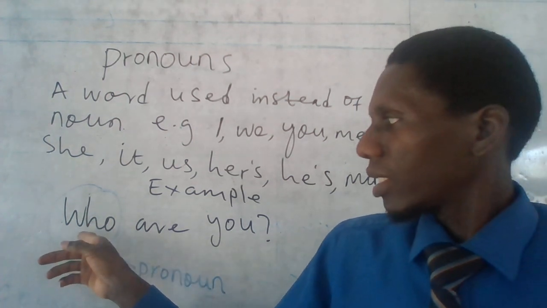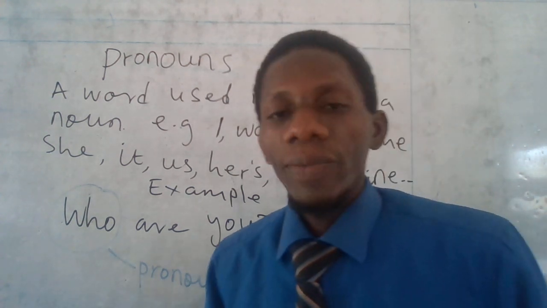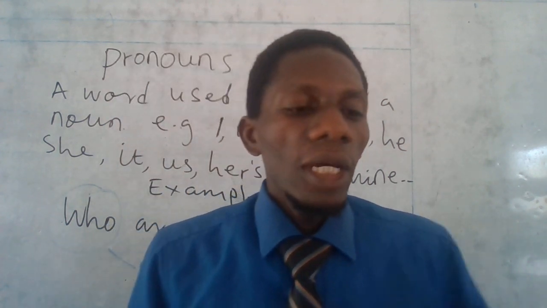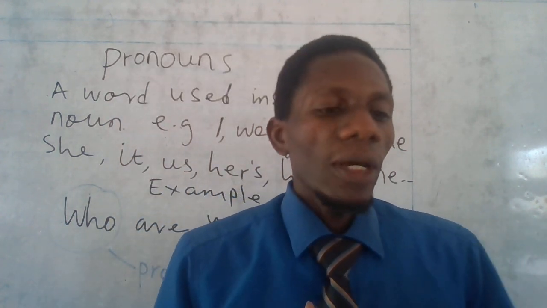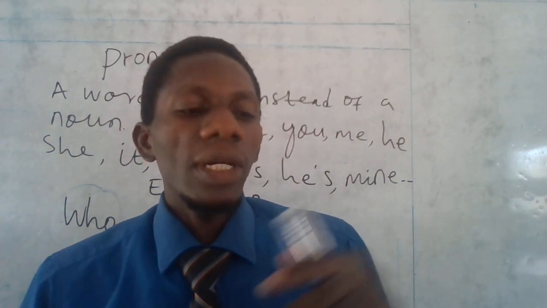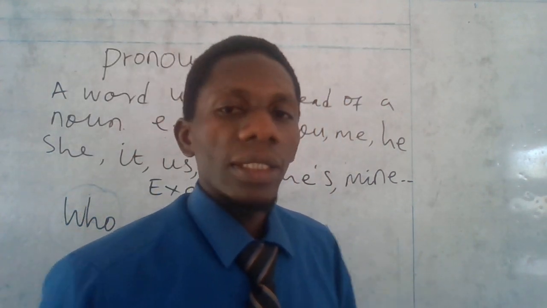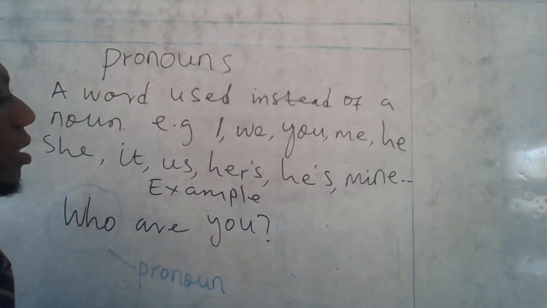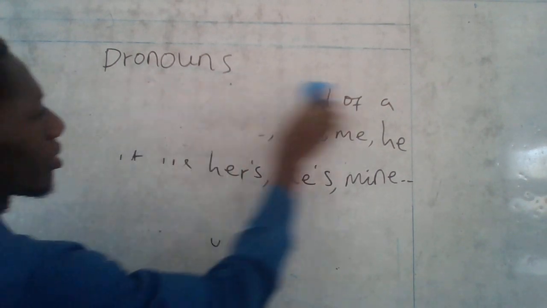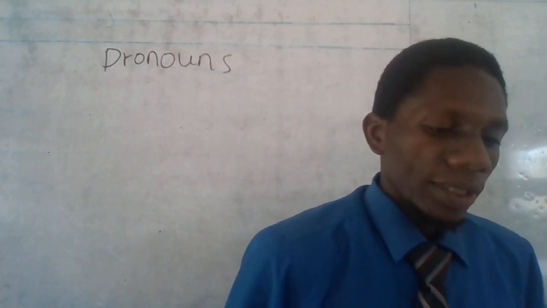For example, if I say James, is that you? It means that James is a noun. Remember that a noun is the name of a person, animal, place, or thing. So where we don't want to use the noun directly, we use pronouns instead to represent that noun. So this is what pronouns generally mean. I can go ahead and give you more examples.